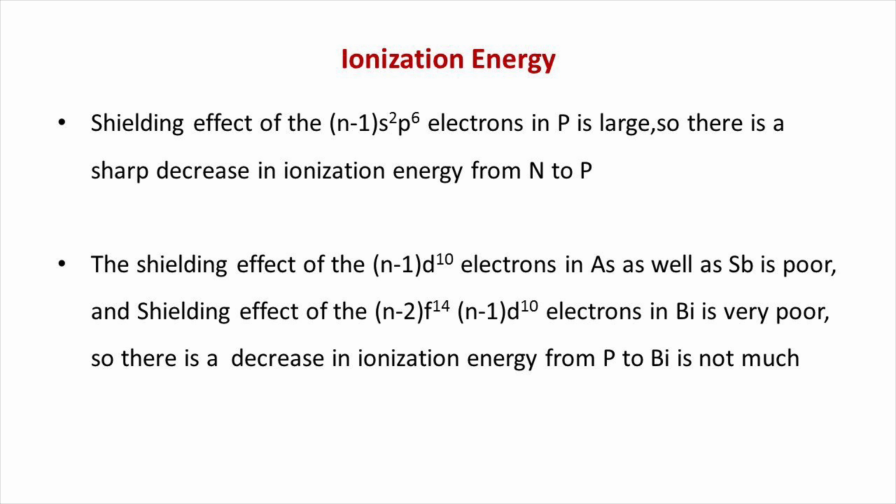Due to the poor shielding effect offered by the inner d electrons of arsenic and antimony, as well as the penultimate shell of d and f electrons in bismuth, nuclear attraction is considerably felt on the outermost electron. As a result, the increase in atomic size down the group from phosphorus to bismuth is not of very great magnitude. So, the decrease in ionization energy from phosphorus to bismuth is also not very great.